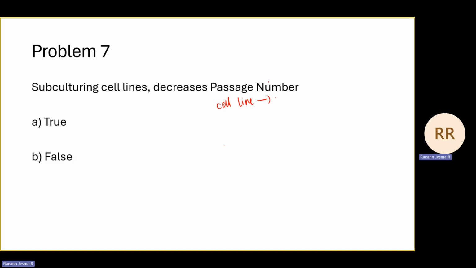And what is passage number? Passage number is how many times we have subcultured the cell. That is, we have harvested and reseeded into multiple daughter cell cultures. Passaging means we are transferring the cells from one culture dish to another. But again, the number should increase only when we are reseeding the cells, not while freezing.